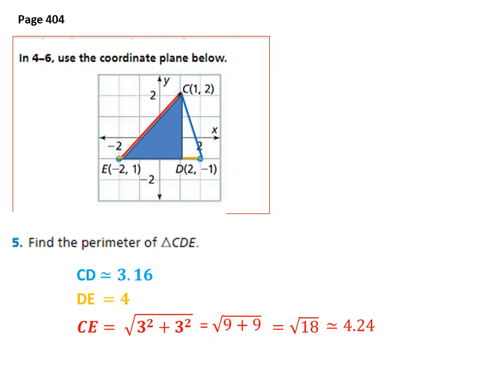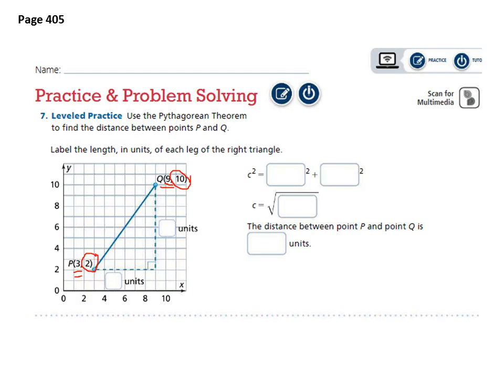Now we can find the perimeter of the triangle CDE because we have all the sides. Yes, the perimeter is the sum of these 3 sides, 3.16 plus 4 plus 4.24. Add now. The final answer is about 11.40 or 11.4. It's the same. Are you happy with this? Yes? Okay. Now go to question 7. Read the question carefully.